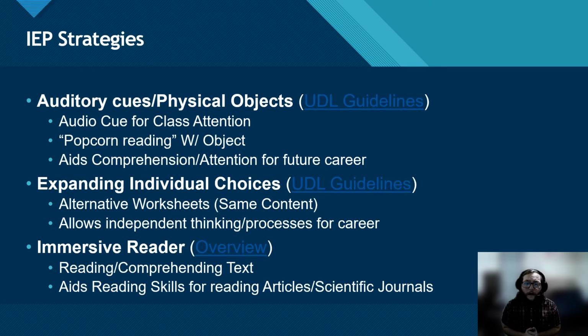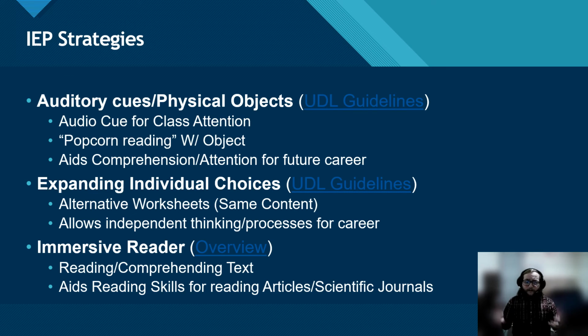The next part would be expanding the individual choices that the student has within the classroom. It's alternative worksheets in the sense that you could allow the students to choose how they go about assignments differently. Maybe they'll write an essay, they'll do a song, they'll write a dance, whatever I would come up with, for allowing the student to really get that independent thinking and their processes going. And I think that could be really useful for their career as well, having the student practice those independent thinking practices within the classroom.